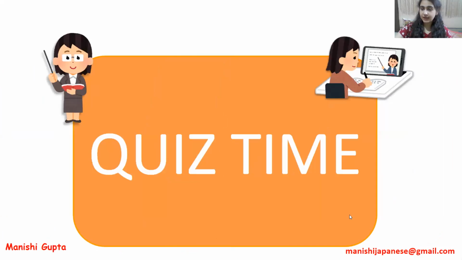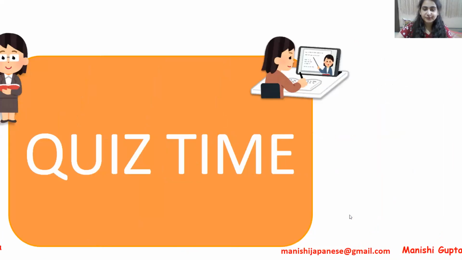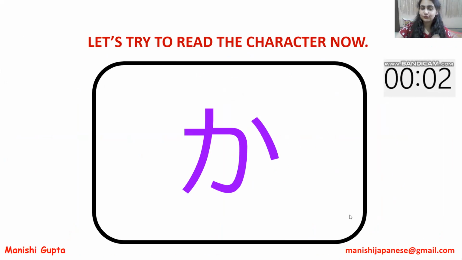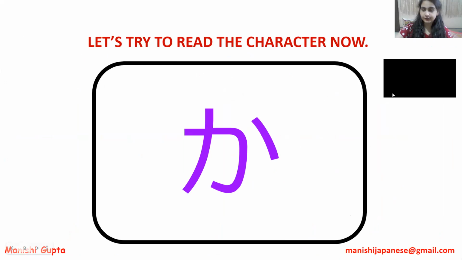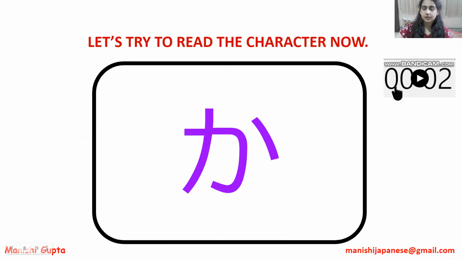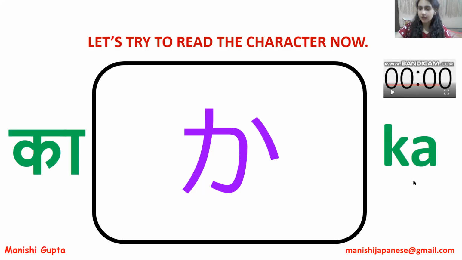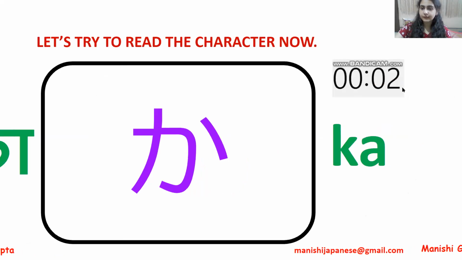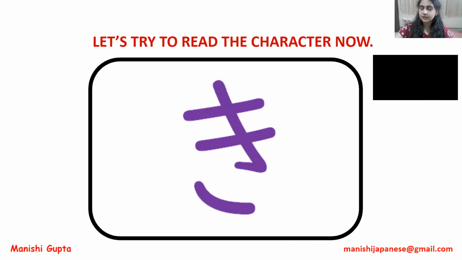Now our task begins. It's quiz time. I'll give you 5 seconds. Try to recognize this letter. Your time starts now. Okay, time up. So this letter or character is ka. Second one. Again 5 seconds. Try to recognize this letter.